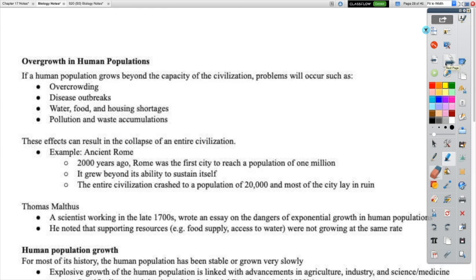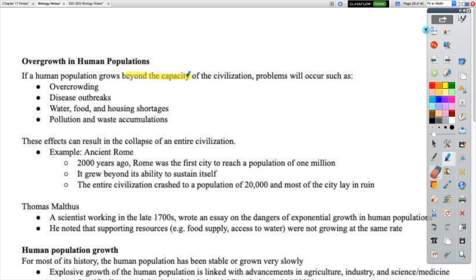Okay, we're going to take a look now at human populations, specifically overgrowth in human populations. So just like in an ecosystem, if human population grows beyond the capacity, problems can occur, right? Things like overcrowding, right? There might not be enough space to live in. Disease outbreaks, very closely related. If everyone is having to pack in very close together, then diseases spread really quickly. We've seen that this year with coronavirus, right?